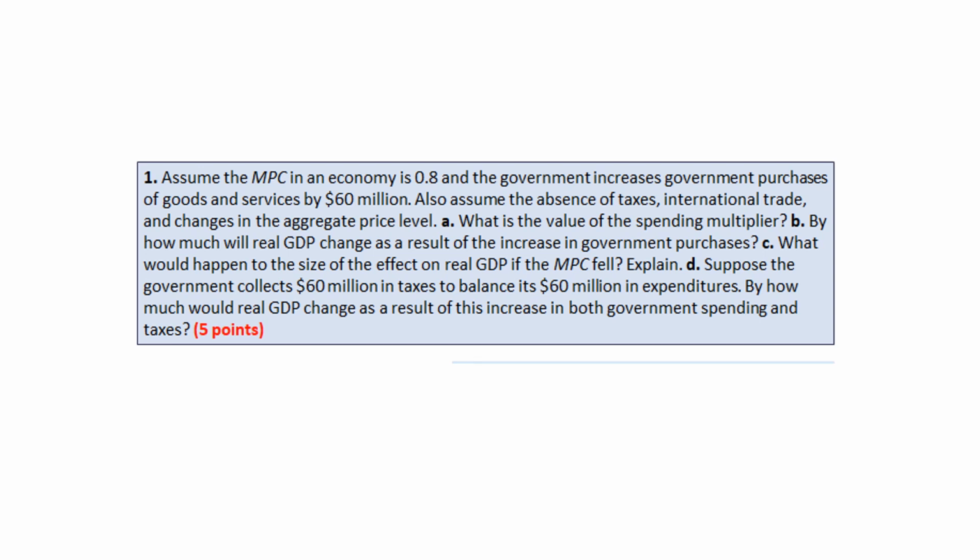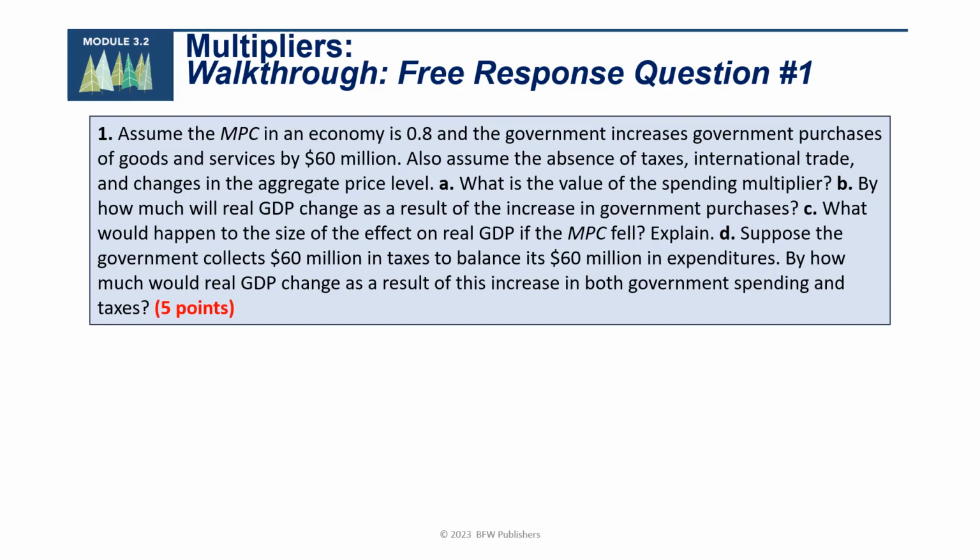Suppose the government collects 60 million in taxes to balance its 60 million in expenditures, part D here. By how much would real GDP change as a result of this increase in both government spending and taxes? So the last part says, what if the government collects 60 million in taxes after spending 60 million on goods and services? In total, how much will the GDP change? All right, get to work, hit pause, and then let's see how you did.